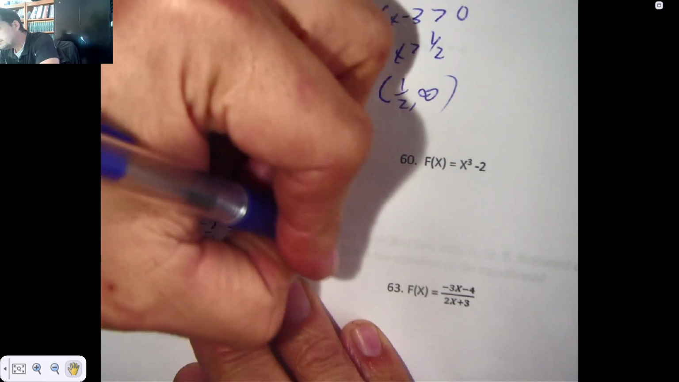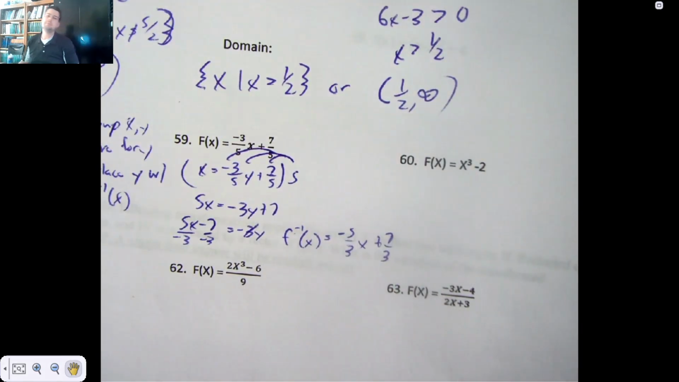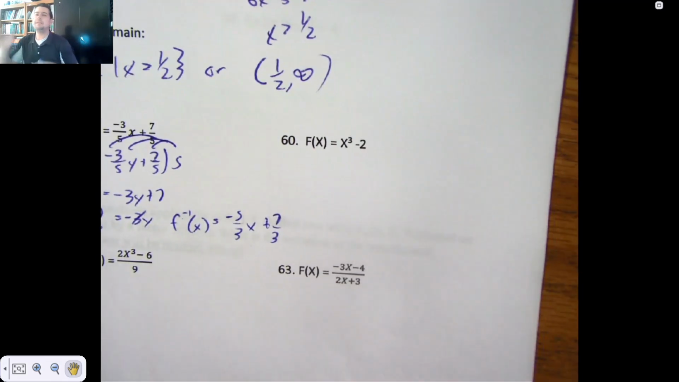And I'm going to go ahead and replace that y with the inverse of x. I'd have negative 5/3 x. And then what? Plus 7/3. That's mx plus b. Good with it. There's my inverse.